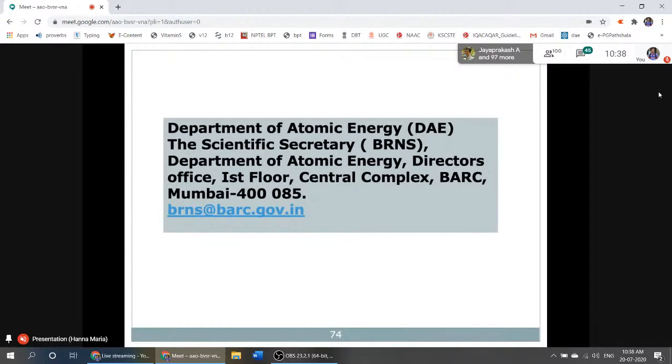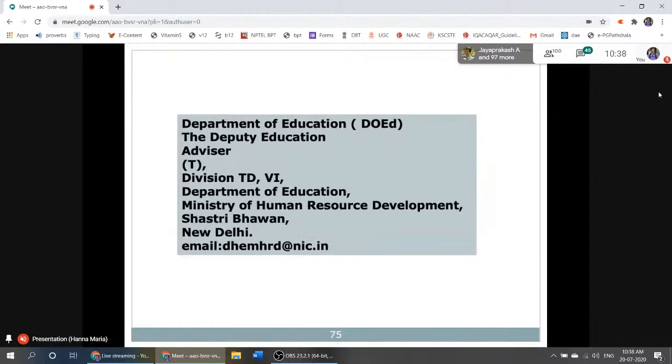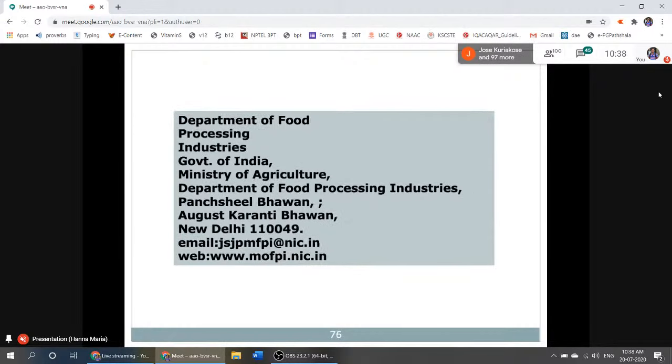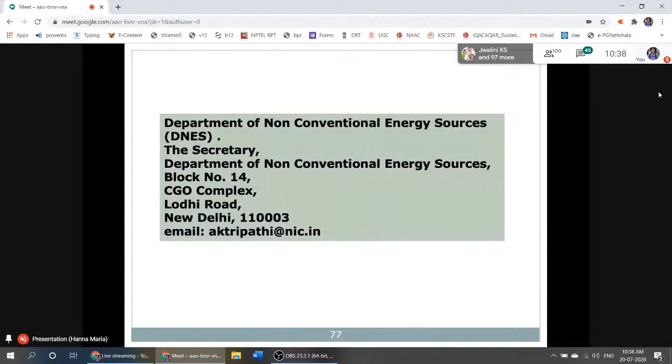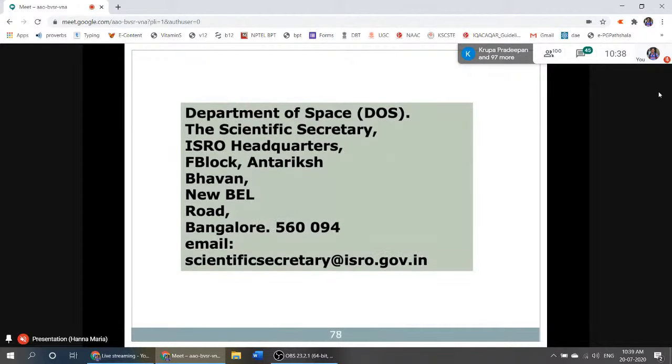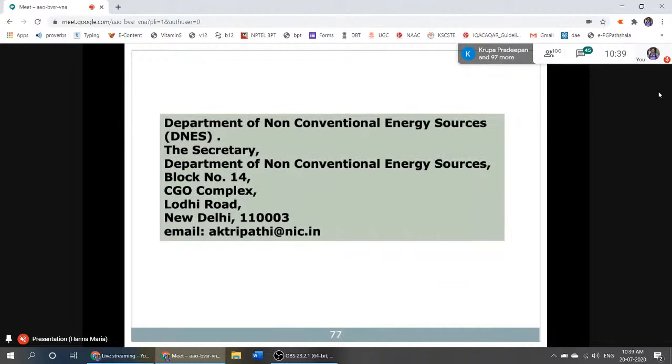Department of Atomic Energy. Department of Education, especially for social science faculties. Department of Food Processing. Food is a very important area, food packaging. Department of Non-Conventional Energy Sources, if you're working on non-conventional energy sources. Solar, you can submit proposals. Wind energy, you can submit proposals.